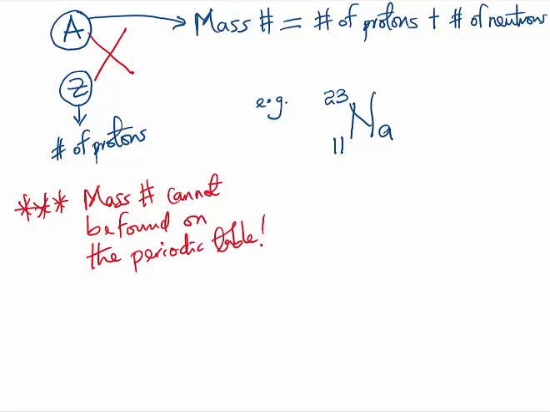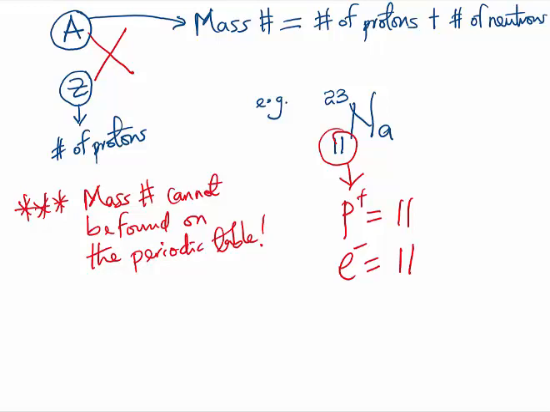Now let us analyze this symbol for sodium. Immediately you see this symbol, you are looking at the 11. Oh, I know the number of protons. The number of protons will be equal to 11. And since an atom of sodium is neutral, the number of protons must be equal to the number of electrons. So we know now that a sodium atom would have 11 electrons.